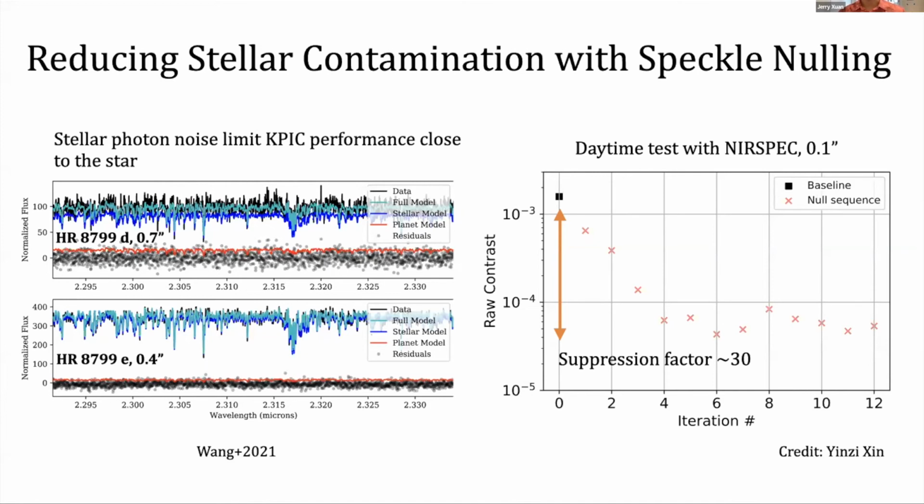So this is something that we're doing with our high order deformable mirror, and I'm working with Yinzi and Dimitri on this. In daytime tests with NearSpec, we showed that we can null a speckle at 0.1 arcseconds by a factor of 30. So that means the blue lines on the plot on the left would be down by a factor of 30. And the way this works is we're interfering the speckles with an anti-speckle that's generated by controlling the shape of our deformable mirror. So the two beams interfere destructively.